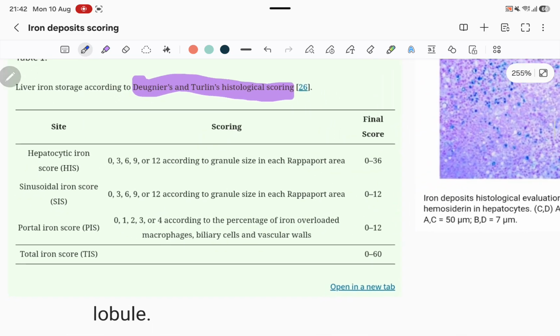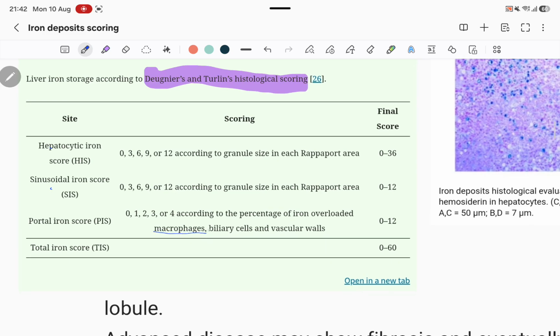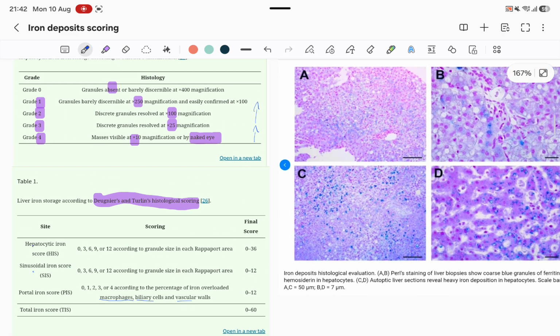Okay. With this one, Dugner's and Turlin's histological scoring, it is really difficult to try to remember what these represent, but you can remember that they talk about hepatocytes and how much granules are there, and then sinusoidal, okay? So hepatocytes, sinusoidal, and then the other cells that are there, okay? Macrophages, biliary, and vascular, okay? Vascular walls. Of course, vascular walls means that they are in the collagen or in the cells or whatever.